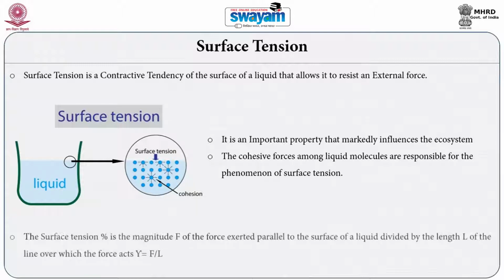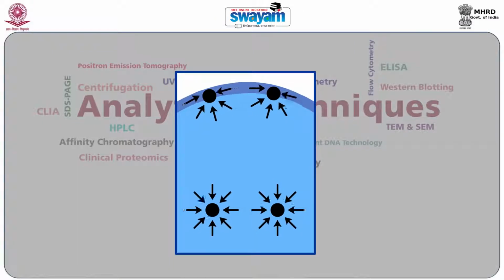So the surface tension, which is gamma, is the magnitude of the force exerted parallel to the surface of a liquid divided by the length L of the line over which the force acts. So to put it in simple terms, gamma equals F by L, where the units of surface tension are dynes per meter. Dynes are the force and L is the length.